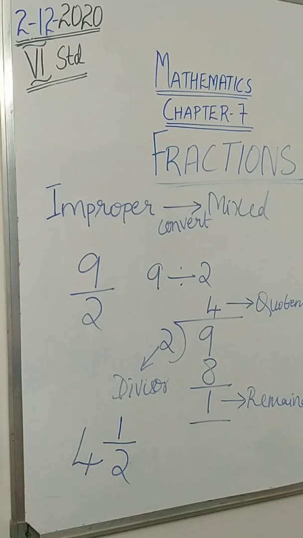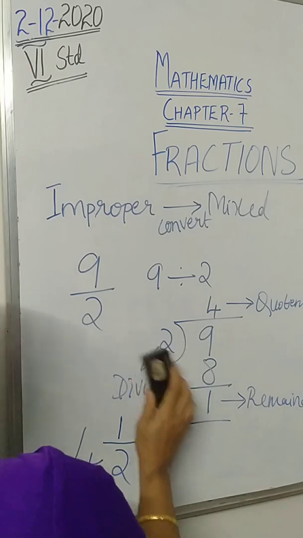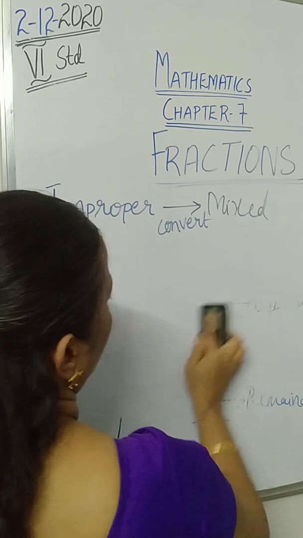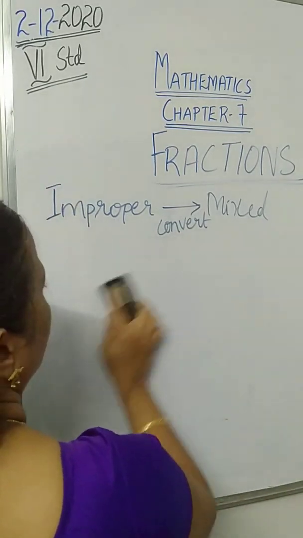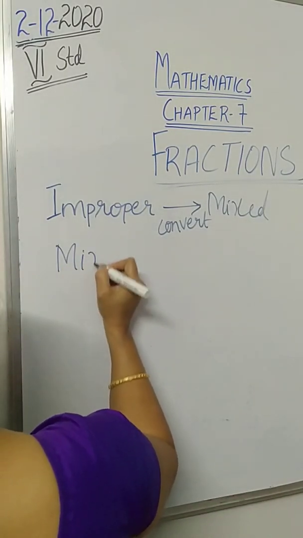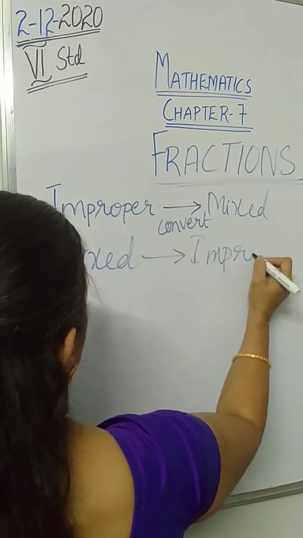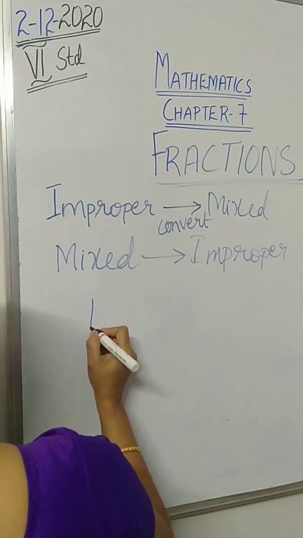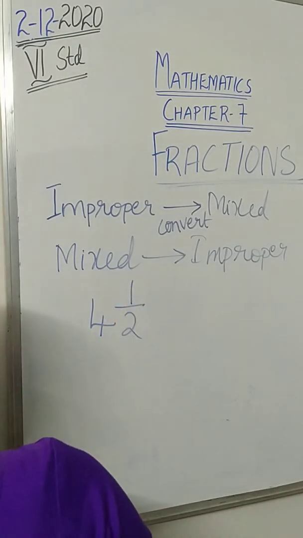Now I will show the next thing, that is how to convert the same mixed fraction to improper. I will show you with the same example so that you will understand better. We are going to learn now how to convert the mixed fraction to improper. We have got the mixed fraction as, what did we get? 4 1 by 2. That is, 4 is the whole number, 1 by 2 is the fraction there.